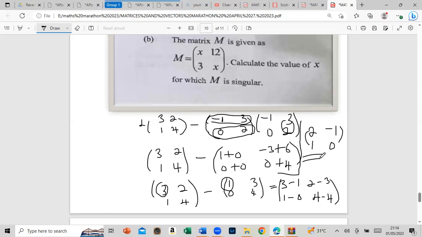I should finish at 9, but I'm not, so I'm going to do some other stuff. All right, so this one now, guys.